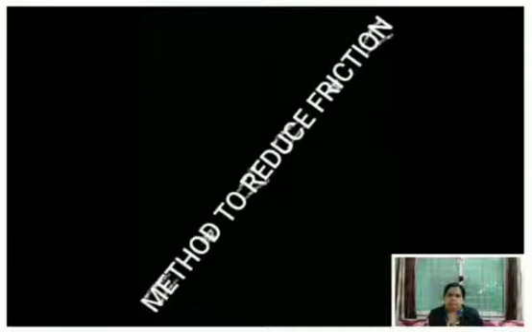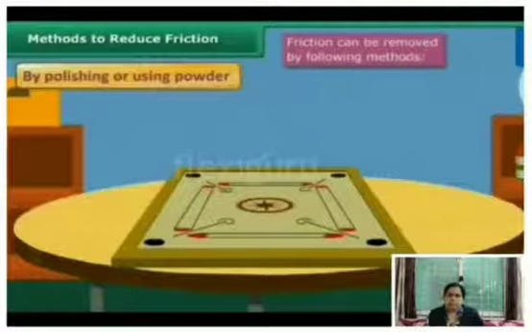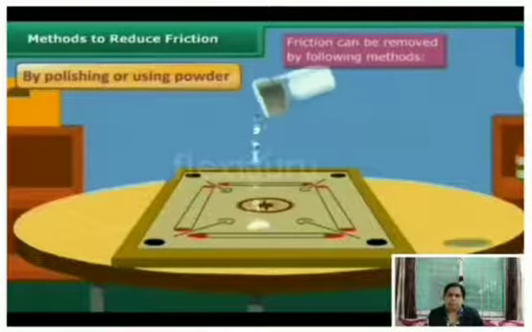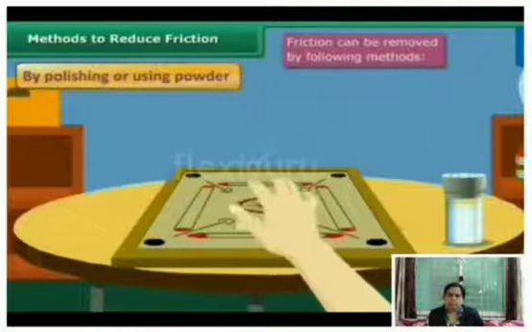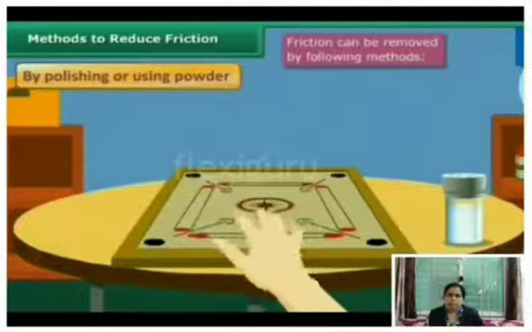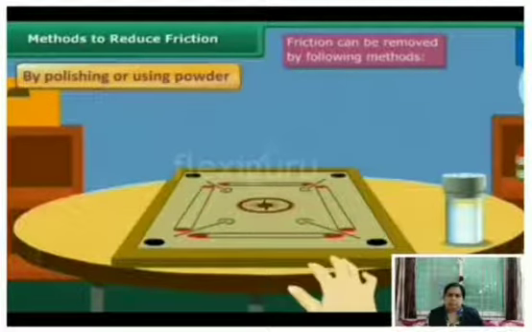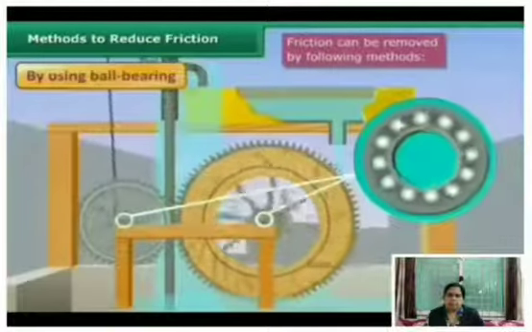Methods to reduce friction. Friction can be reduced by the following methods: by polishing the surface or by using powder. We can smooth a rough surface by greasing. Friction is also reduced by using ball bearings.